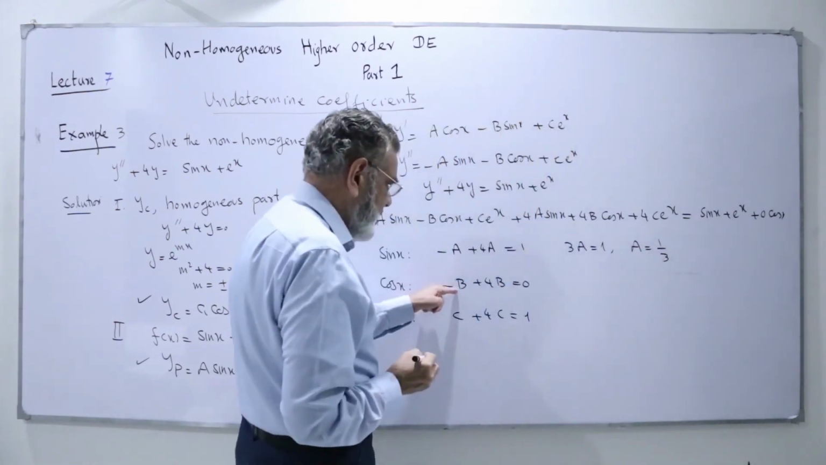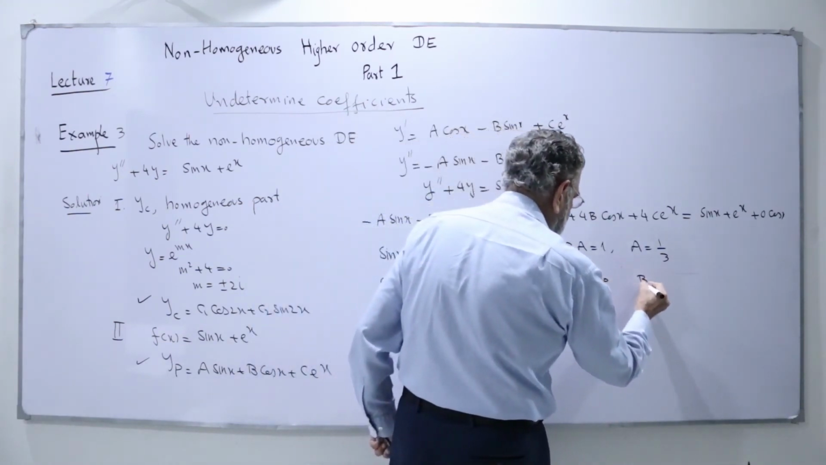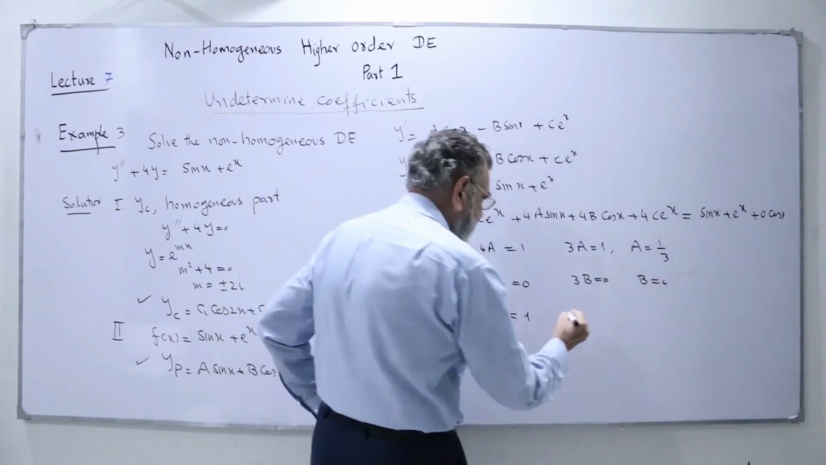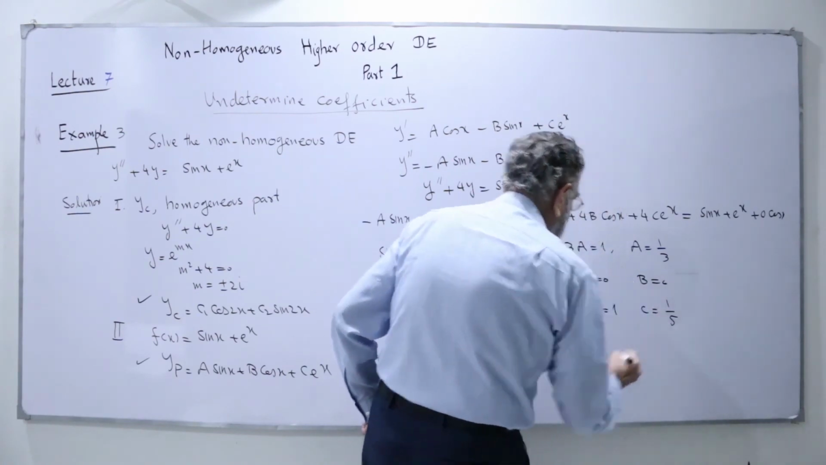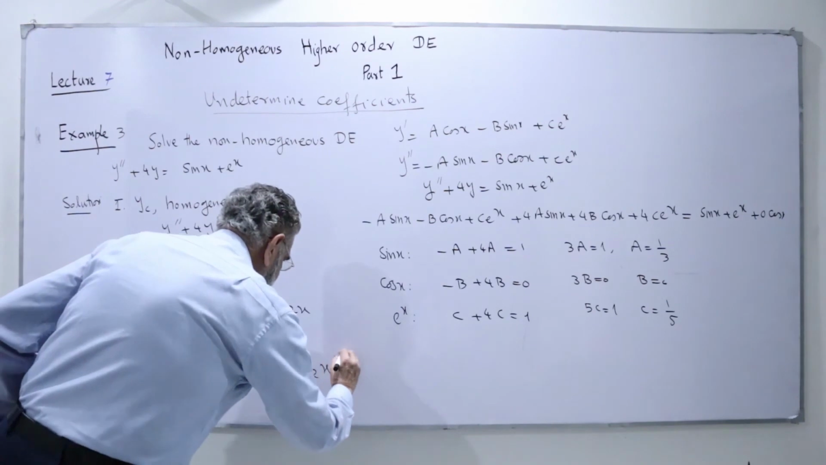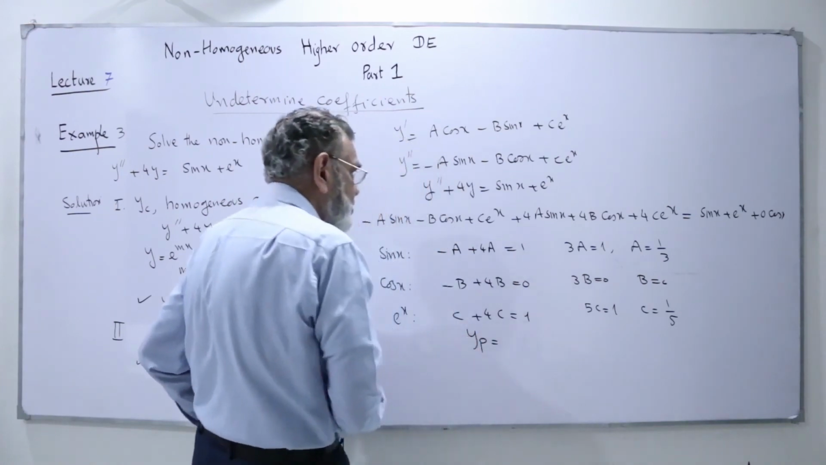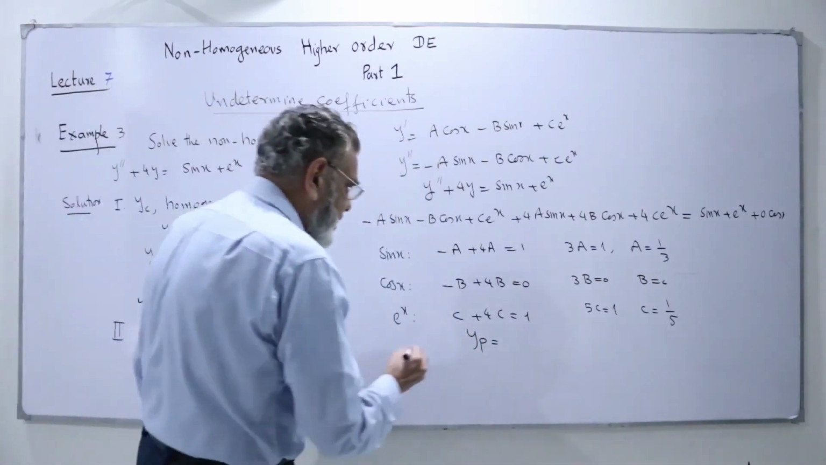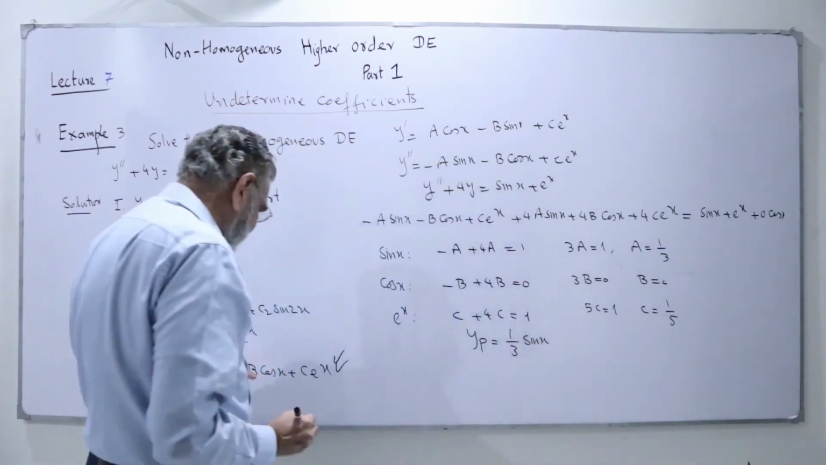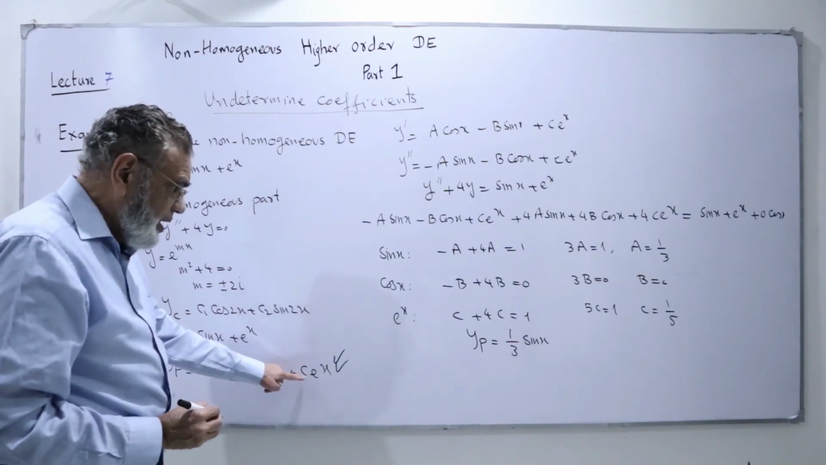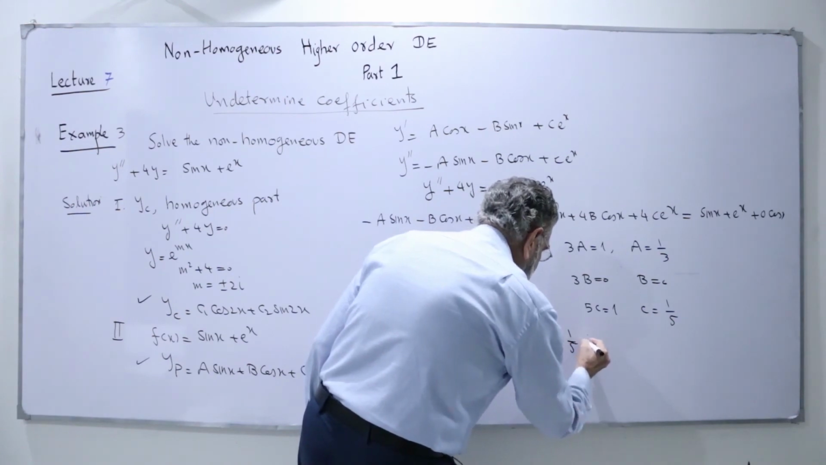Next, we get 3b is equal to 0, so my b is equal to 0. We get 5c is equal to 1, and my c is equal to 1 over 5. Now I substitute the values of a, b and c in my yp. So my yp is equal to a, which is 1 by 3, sine x. b is 0, so we don't get any contribution from this term. c is 1 by 5, so we have 1 over 5 e to power x.